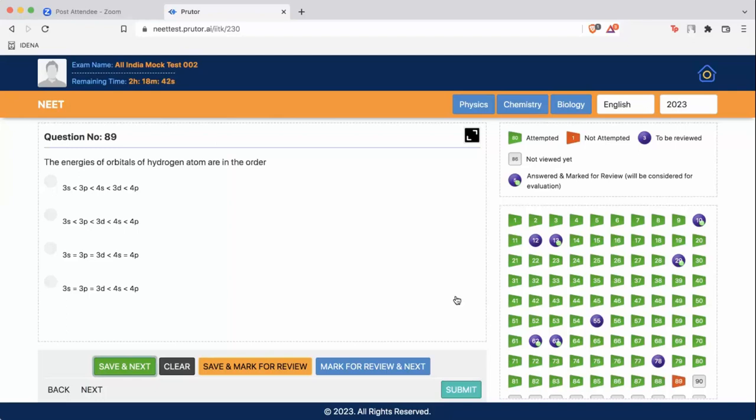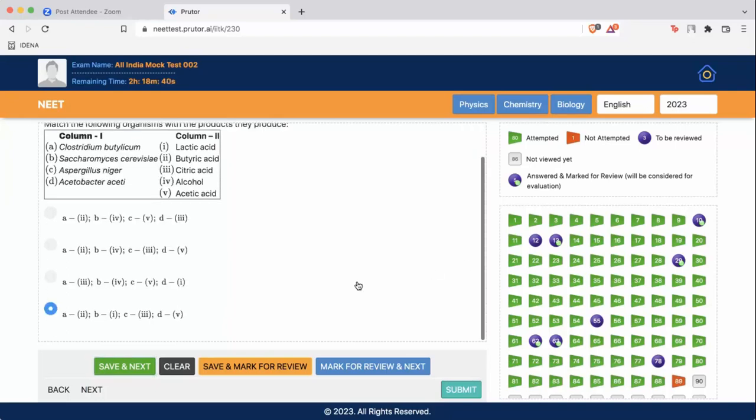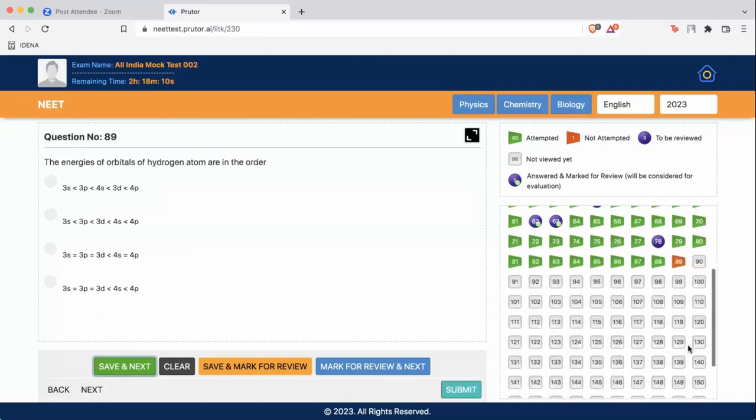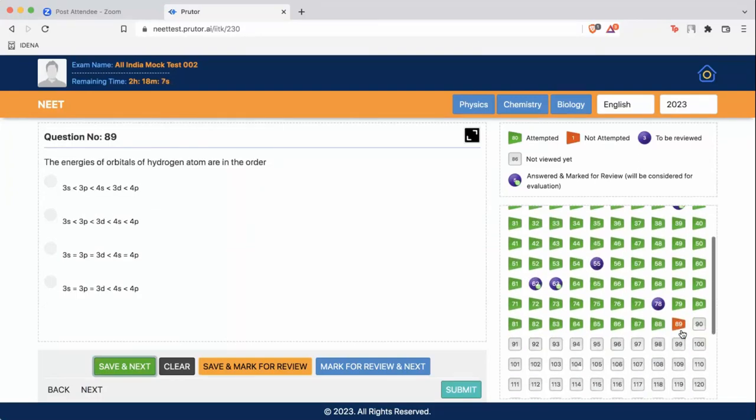The 80th question. D5. Okay, sorry, lactic acid is given by Lactobacillus. Okay, Saccharomyces cerevisiae, yeast, is used for alcohol. Wait, there are only 18 questions in there? What about chemistry?